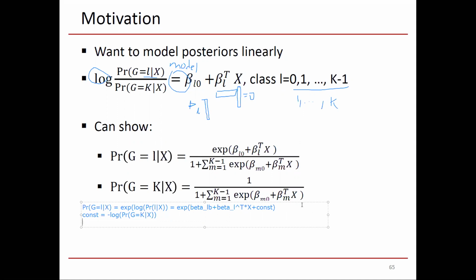In the meanwhile, what I want you to understand is that the exponent of beta L0 plus beta L transpose times X appears in the numerator of the expression that we're trying to derive. As you can see here, we are showing that the probability of G equals L conditioned on X has this expression that I just derived in the numerator. This is my numerator, and I derived it. But what about my denominator?